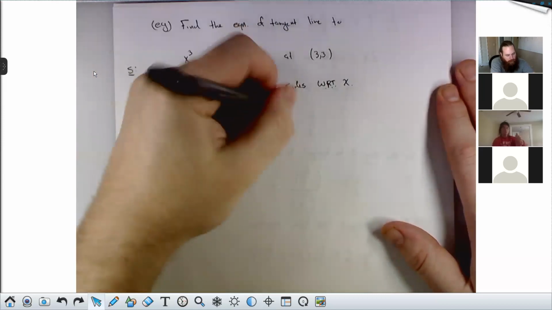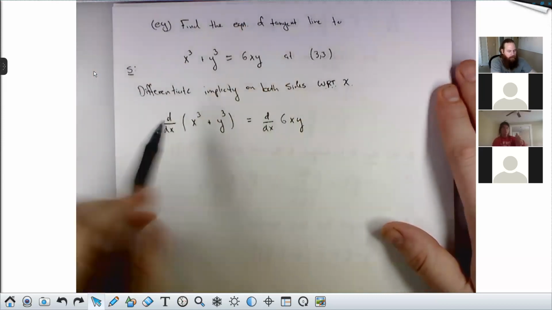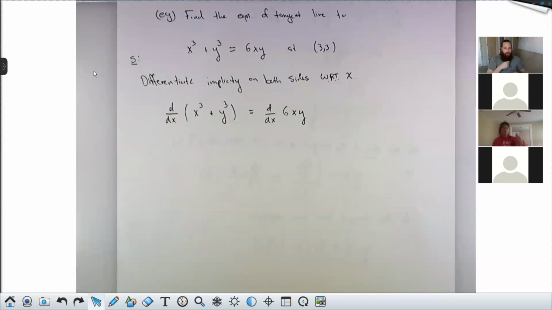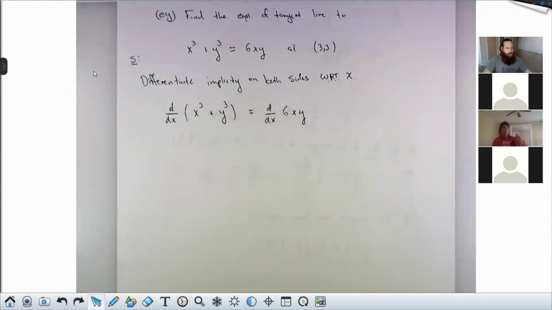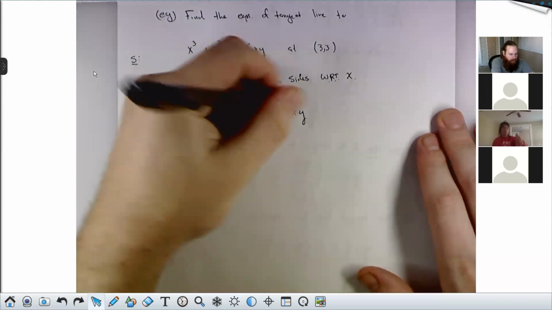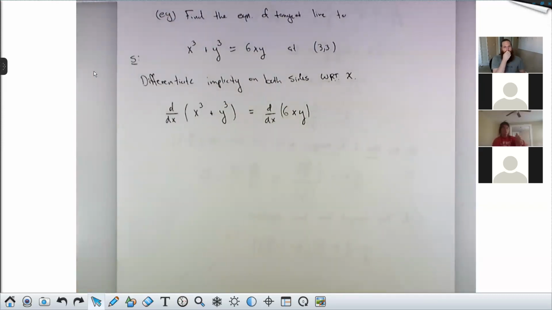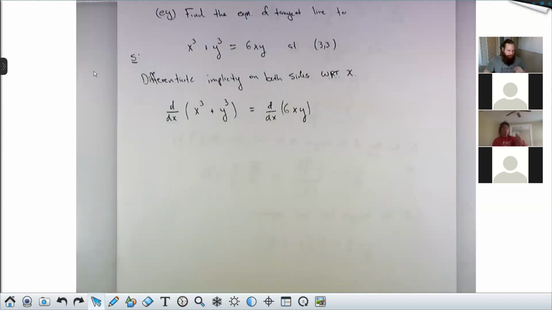And now the derivative of the right-hand side isn't 0. It's actually a little bit complicated. This over here, this is a product. So I'm going to need my product rule there, right? The x times y. And this stuff over here is going to require chain rule. The x cubed doesn't require the chain rule, but the y cubed does.